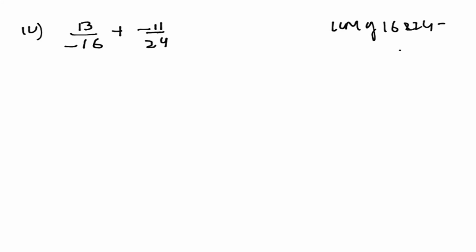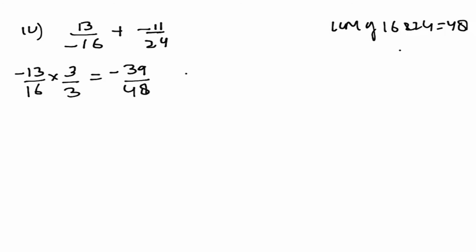Next we have minus 13 by 16 and we are adding minus 11 by 24. So again we have different denominators. So what we will do, we will take the LCM. The LCM of 16 and 24 will be 48. So we will make the denominators the same. For minus 13 by 16 we have to multiply by 3, so we will get minus 39 by 48, and here we have to multiply by 2, so we will get minus 22 by 48.